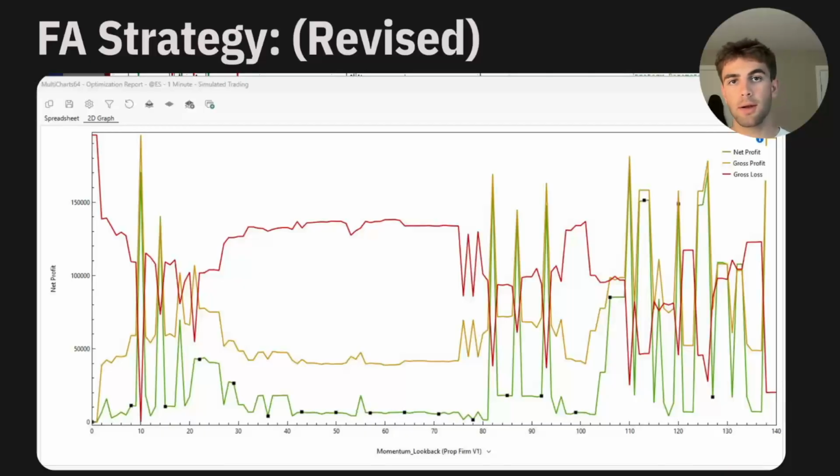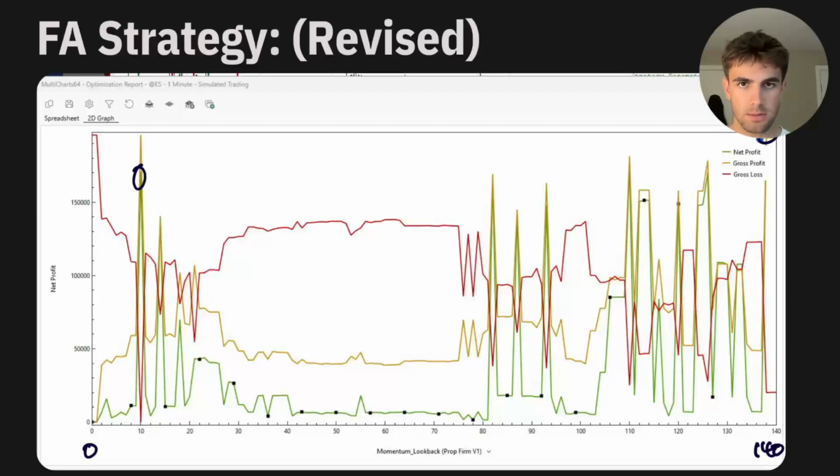So this is the 2D graph when I reran the optimization with only varying the momentum lookback variable. As we can see, much larger range. We have 0 to 140 and much smaller steps. And then what I'm looking for here is robust areas, and that's how we aim to avoid backfitting. So, for example, the highest gross profit was either here or here, but it is a spike.